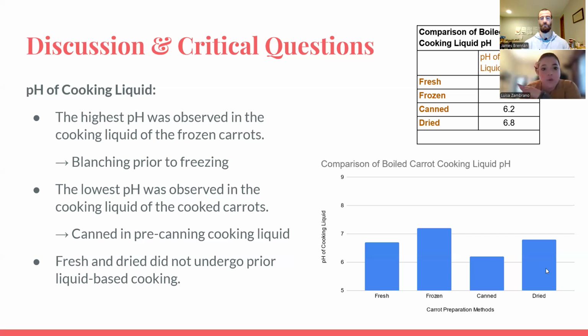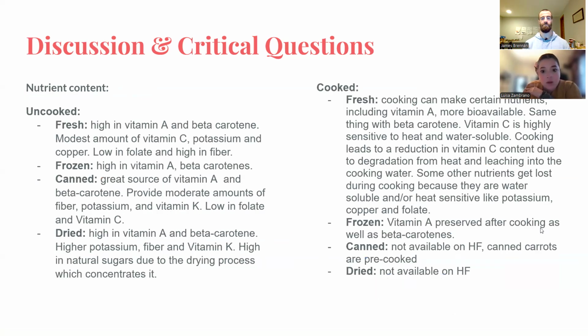So for the nutrient content, the uncooked fresh carrots show a high content of vitamin A, beta carotene, and moderate amounts of vitamin C, potassium, and copper. But they were also low in folate and high in fiber. For the frozen and cooked carrots, they were high in vitamin A and beta carotene. For the canned uncooked carrots, they were a great source of vitamin A and beta carotene and provided moderate amounts of fiber, potassium, and vitamin K. And again, they were low in folate and vitamin C.